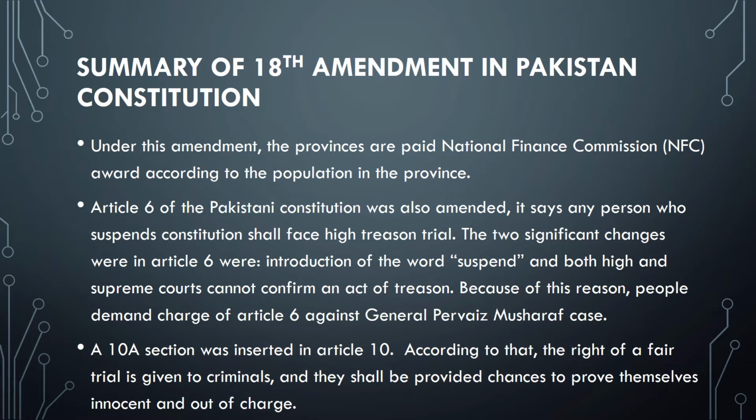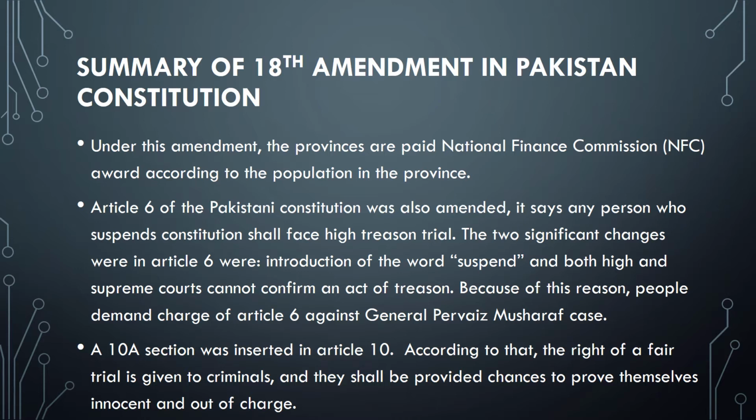It says any person who suspends the Constitution shall face a high treason trial. The two significant changes in Article 6 were the introduction of the word suspend, and that both High and Supreme Courts cannot confirm an act of treason. Because of this reason, people demand the charge of Article 6 against General Pervez Musharraf in his case.